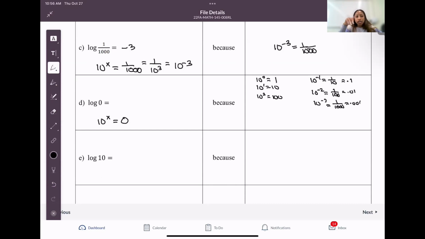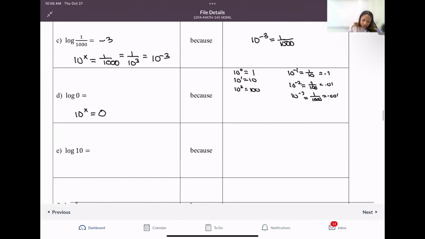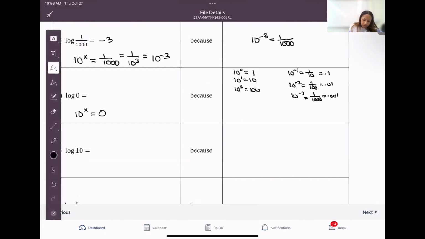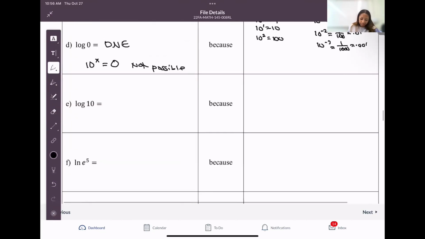Remember, exponential functions like 10 to the x can't equal 0. We have a horizontal asymptote at the x-axis. So this actually has no solution. It's not possible like this. Does not exist, because it's not possible for 10 to be raised to a power and we get 0. So we'll say that this one, D, does not exist.